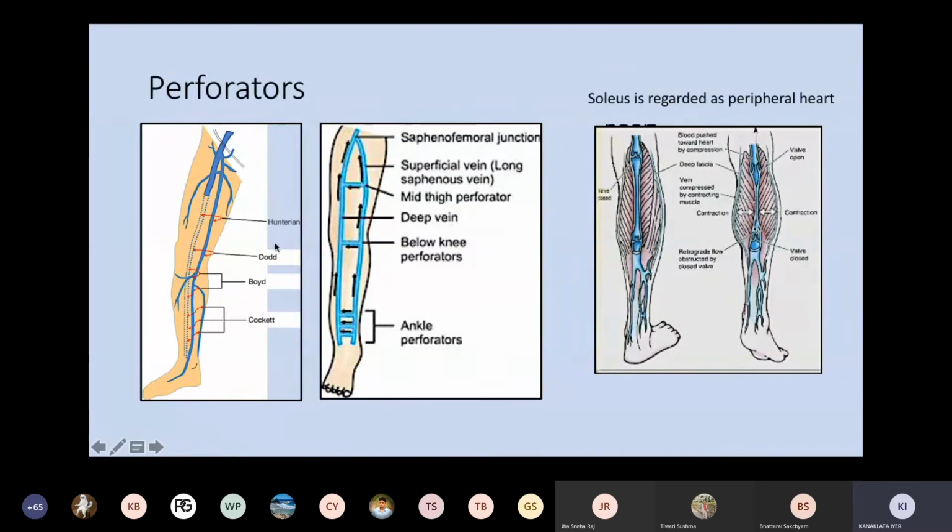Now clinically there are 4 sites where you get the most important perforators. Here you get the ankle perforators, 3 of them, that is called Cockett's perforators. One you get below the knee, that is called Boyd, which is here. Above the knee, this is called Dodds. And then one in the adductor canal or Hunterian canal. So these are the Hunterian perforators, and finally it will go and open into the femoral vein.